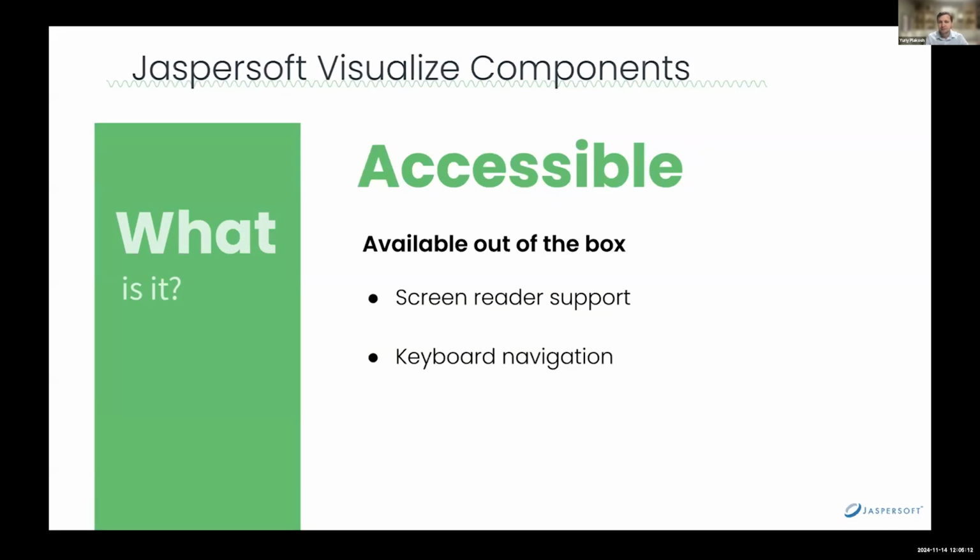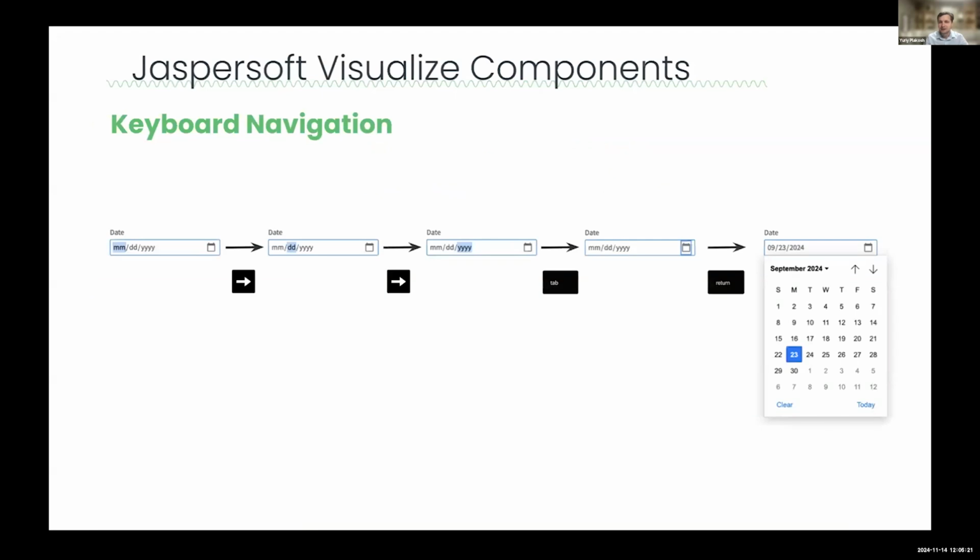Also, we have support for accessibility, basically screen reader support and keyboard navigation. As an example here, we have a date input control. You can use keyboard navigation to navigate between different parts of the date. You can use arrow keys to navigate between month, day, and year. Also, if you hit tab, you can navigate to the calendar button. And if you hit return or backspace, you will see the calendar itself, and you can navigate inside the calendar and select the date.